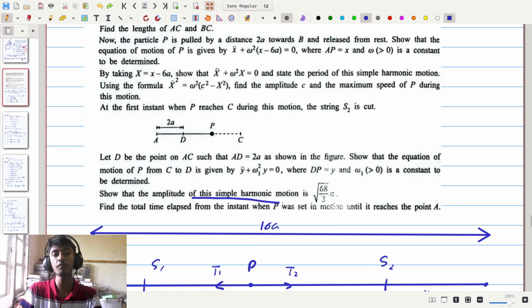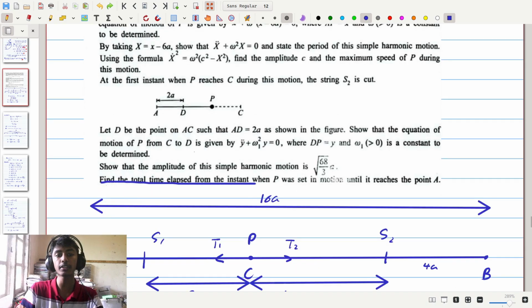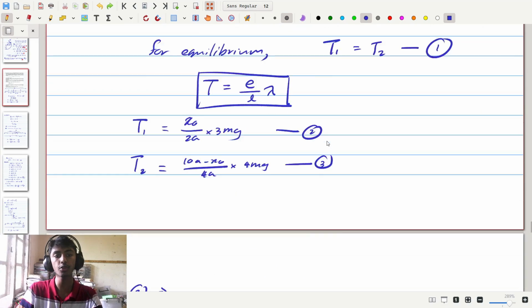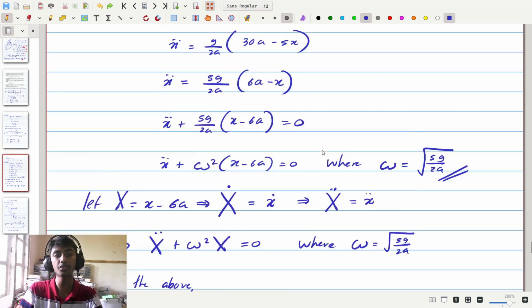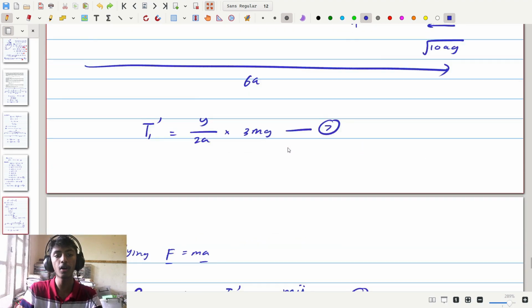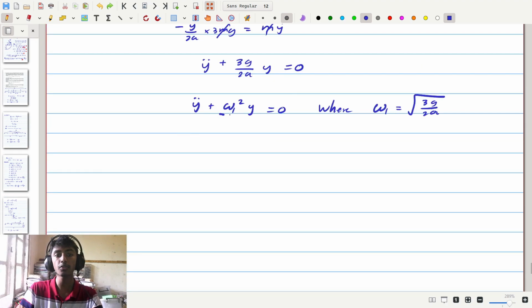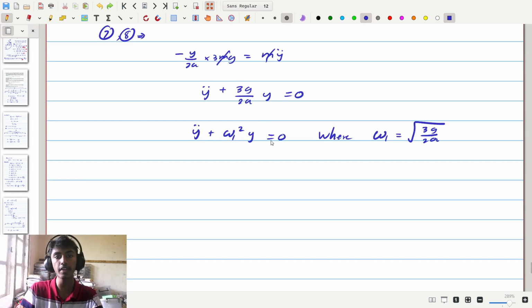Show that the amplitude of this simple harmonic motion is equal to the square root of 68 over 3 times a, and then we are asked to find the total time elapsed from the instant when P was set in motion until it reaches the point A. So first off, for the amplitude, we can use the fact that this is already in the form of a variable's second derivative plus omega squared times that variable equals 0, which implies that y dot squared is equal to omega 1 squared times (c1 squared minus y squared).